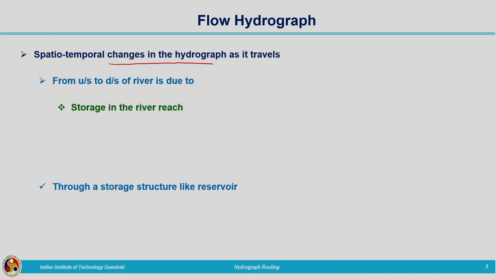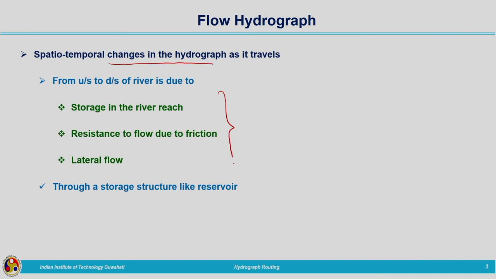These changes are due to the storage in the river reach, resistance to flow due to friction, and lateral flow. Lateral flow means, consider a river with flow from upstream to downstream, and at a certain location another tributary is joining. The flow from the tributary can be considered as the lateral flow. If the tributary joins the river, the flow downstream in the main river will be different, with a comparatively large difference from the upstream hydrograph or the inflow hydrograph. Because of all these reasons, there will be spatio-temporal changes in the hydrograph in the case of a river.